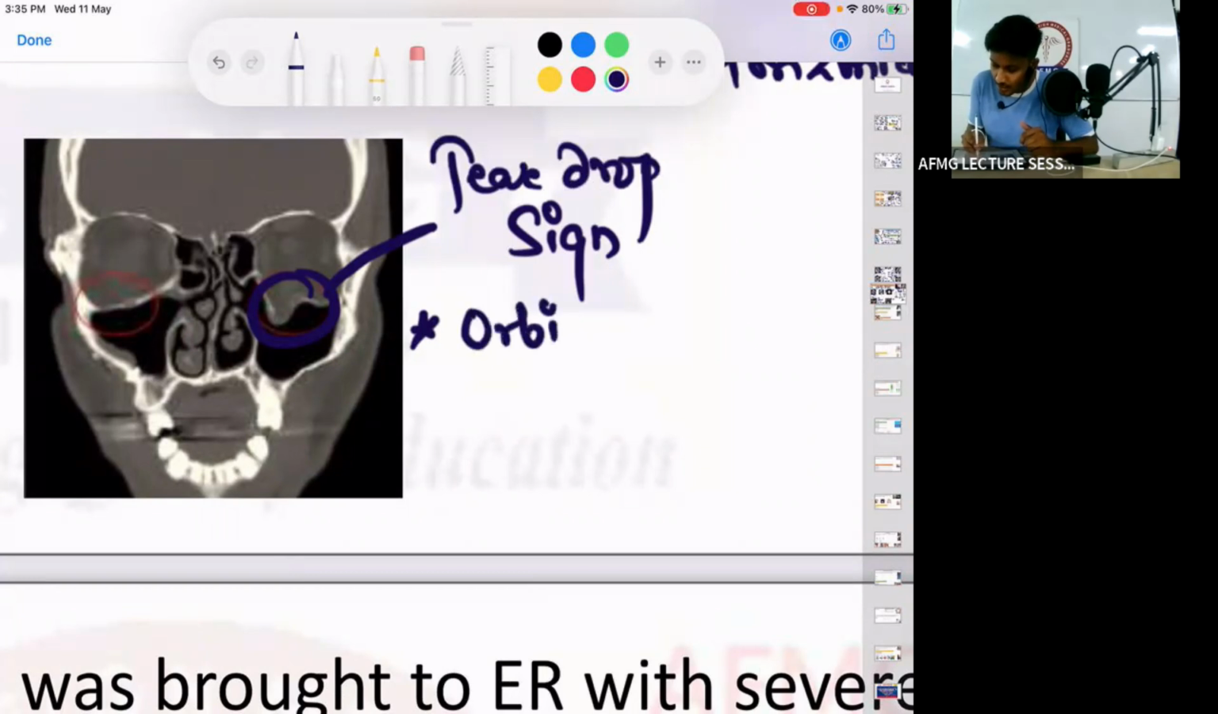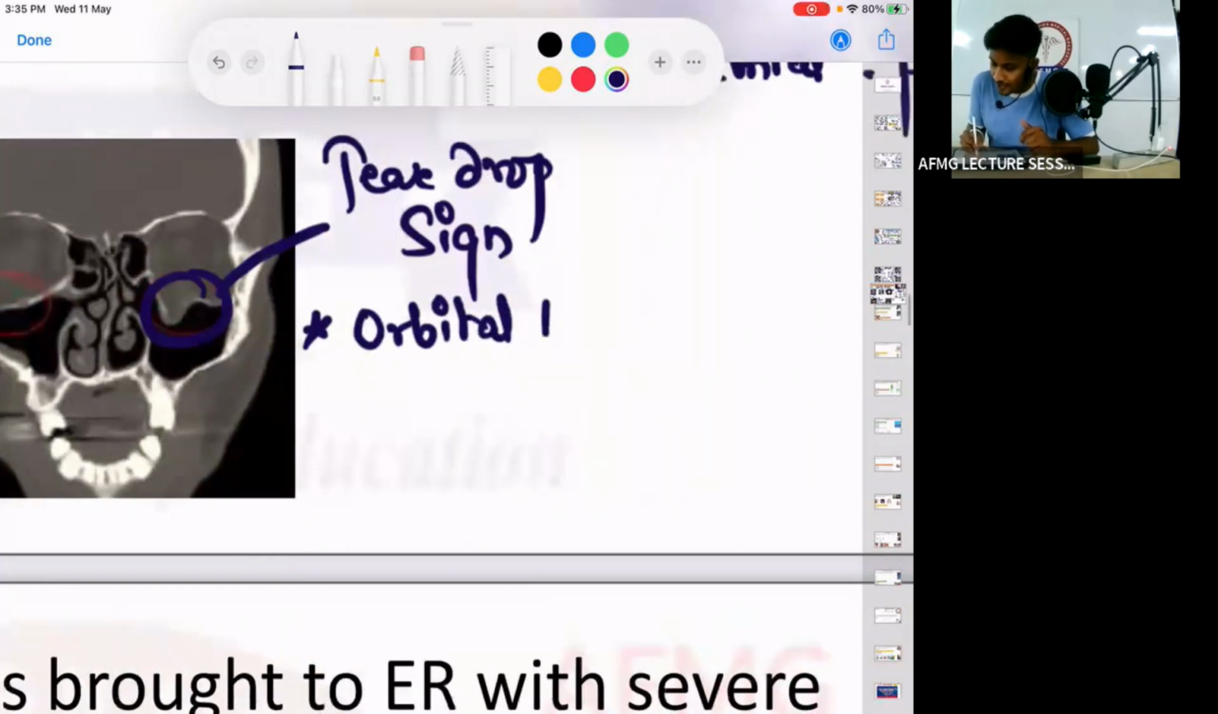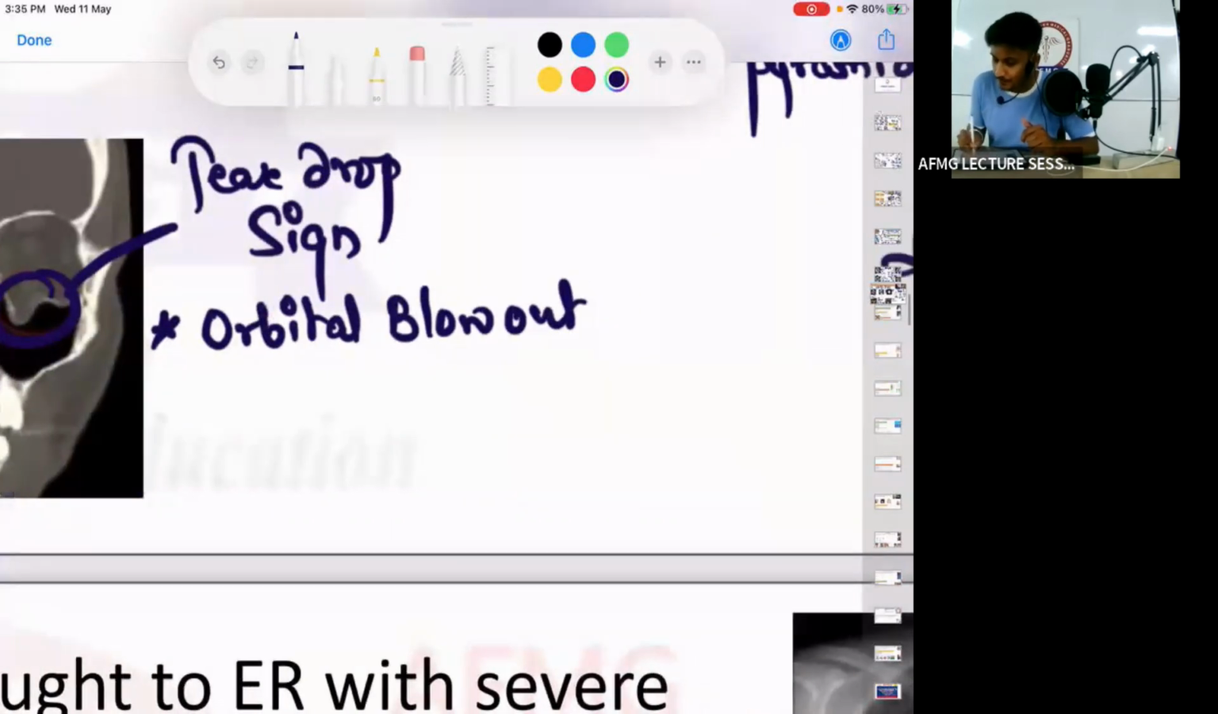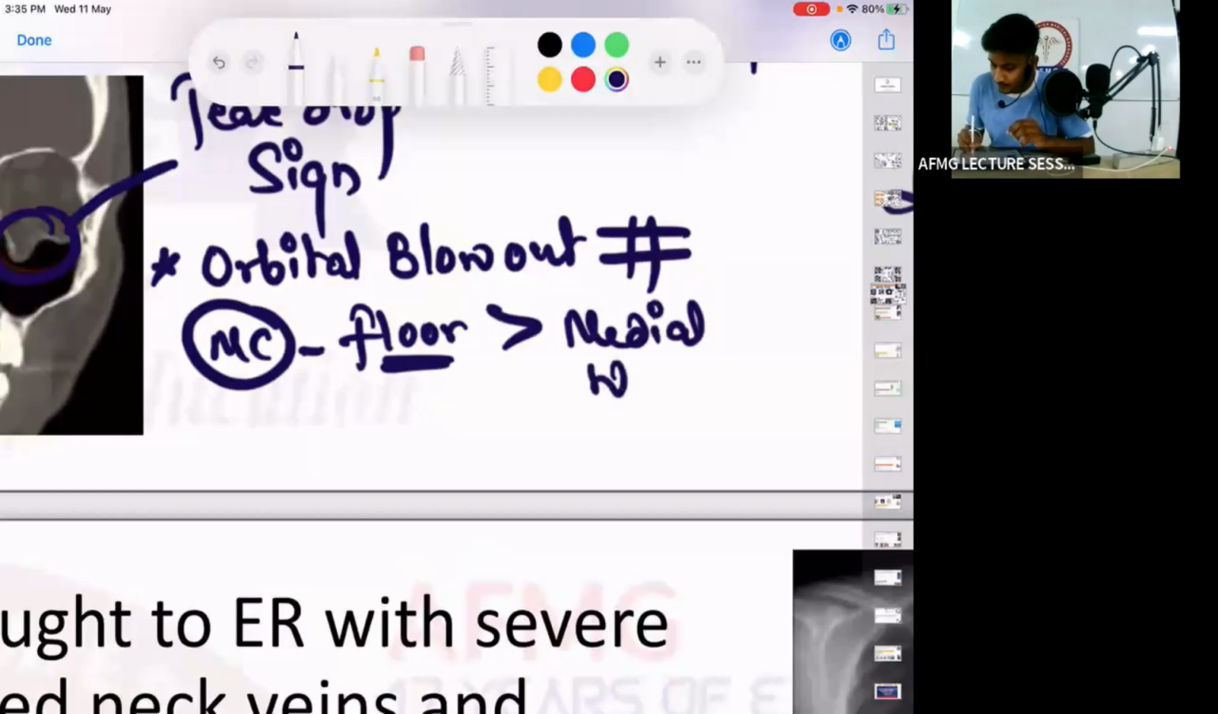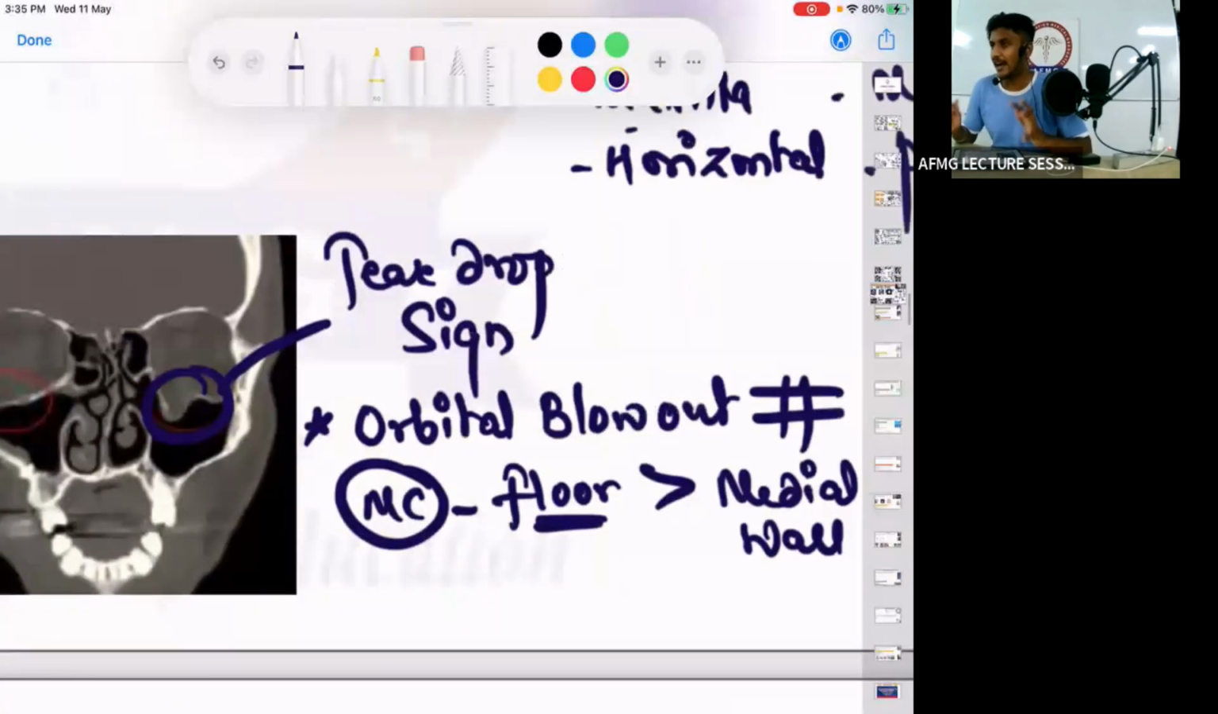So this is which type of orbital fracture? Orbital blowout fracture. And the most common wall damaged is the inferior wall, the floor, followed by the medial wall. And if there is orbital blowout fracture involving the floor of the orbit, it will cause which side?